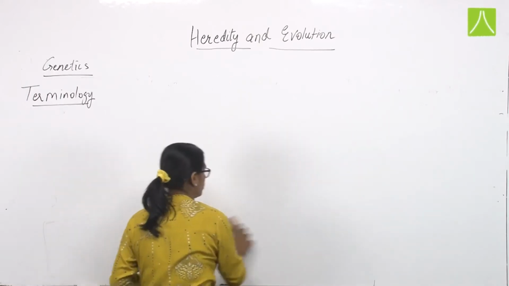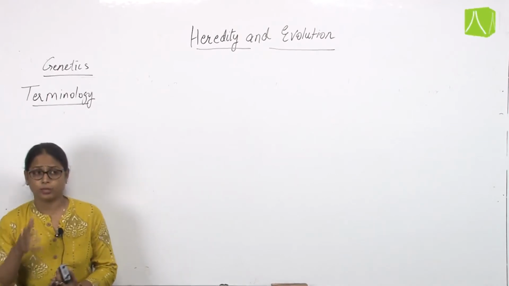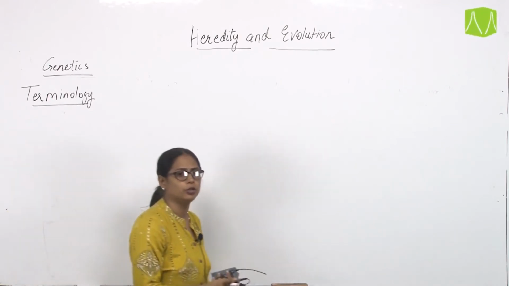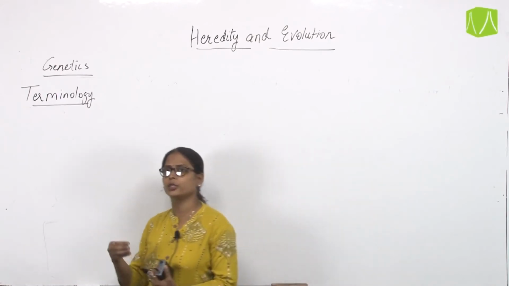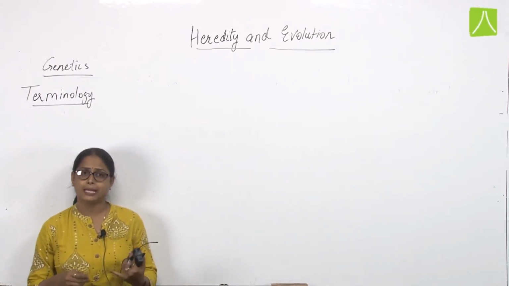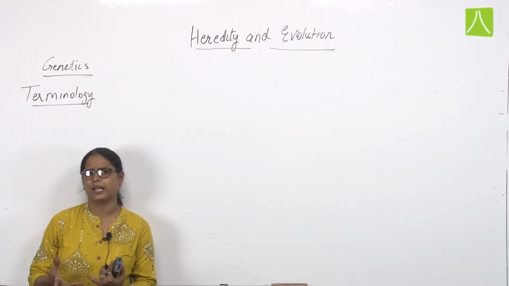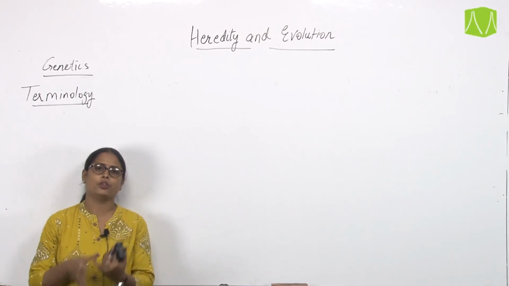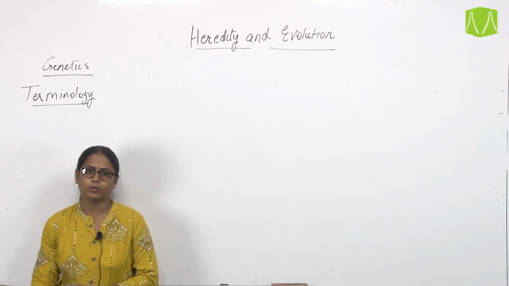So this is all about the basic terminology regarding genetics. A few of the terminologies are also given, but we will discuss them in our next lecture when I explain the monohybrid and dihybrid crosses. Along with those crosses, we will also discuss the back cross and test cross. Okay, thank you.